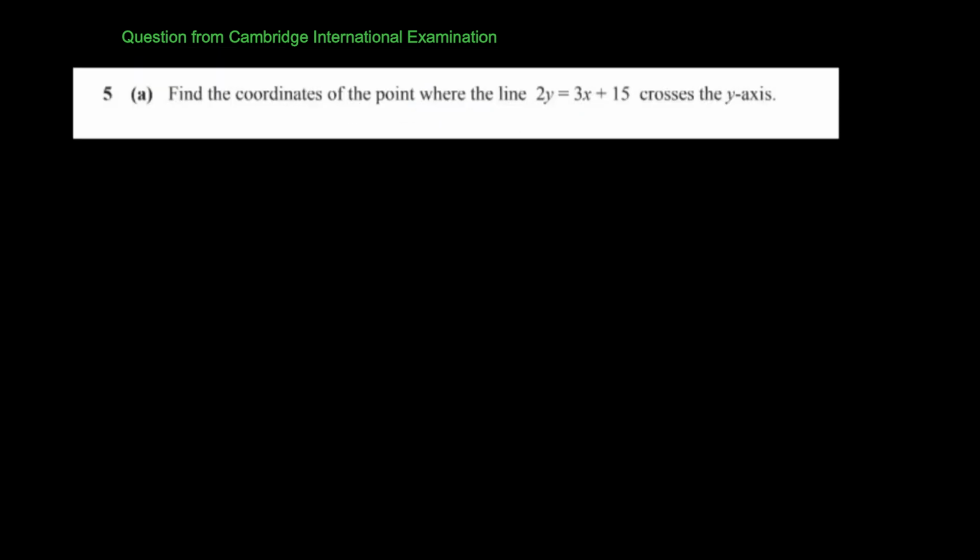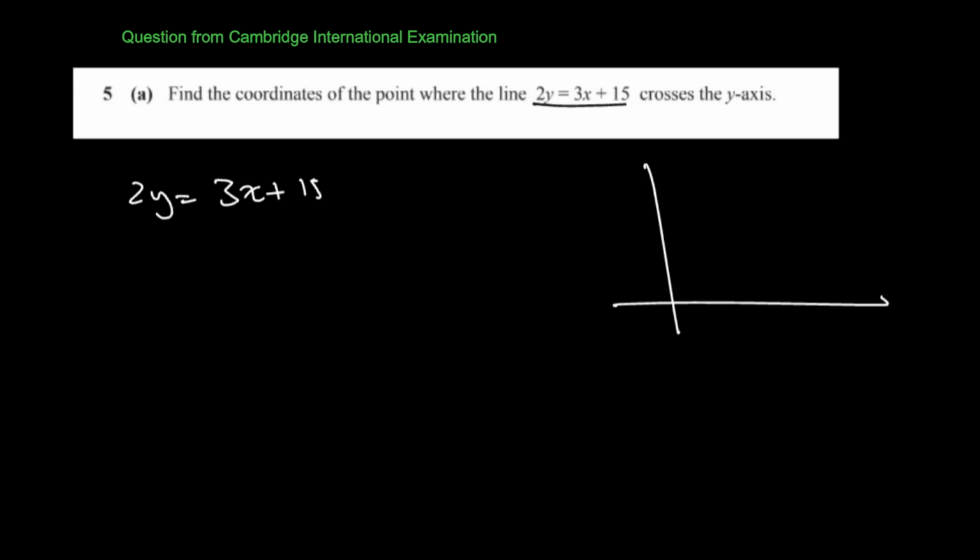Find the coordinates of the point where the line 2y equals 3x plus 15 crosses the y-axis. So you have a line 2y equals 3x plus 15. Y-axis and x-axis. You have a line with positive gradient, and this line crosses the y-axis, for example, at point K. So we need to find out the coordinates of point K.